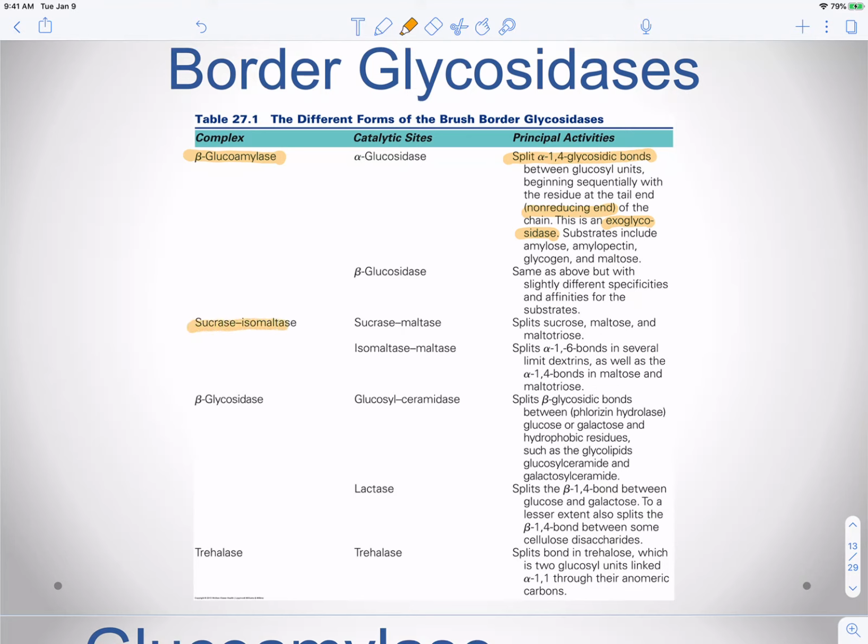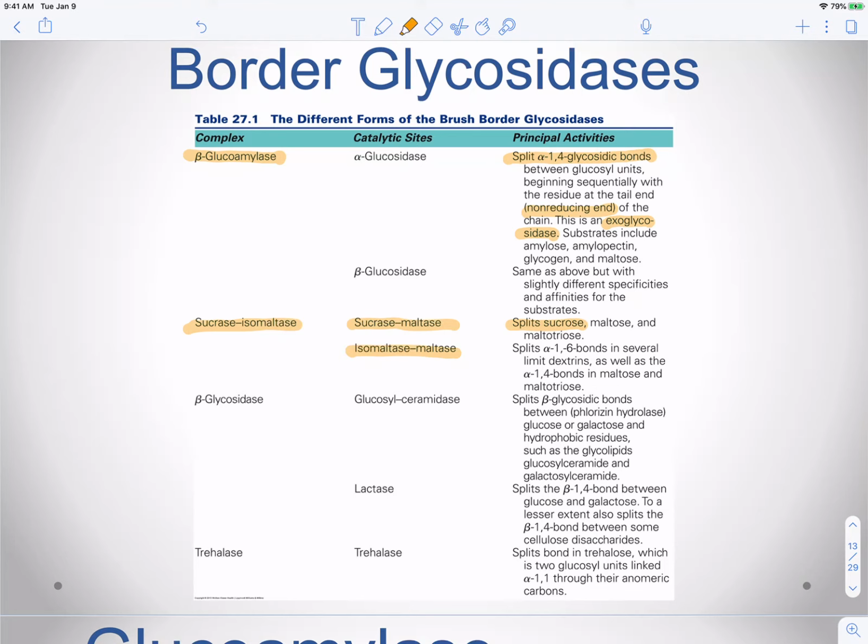You also have a Sucrase-Isomaltase that has 2 different sites, a sucrase-maltase, and this is important for splitting the sucrose molecule, because remember sucrose has the alpha 1,2 bond. So sucrase-maltase is going to be important for being able to metabolize basically all the sucrose. It also can work on the maltose and the maltotriose. The other site is the isomaltase-maltase, which splits the alpha 1,6 bonds in those limit dextrins that we talked about, those branching points. And so that's very important. And it can also work on the alpha 1,4 bonds.